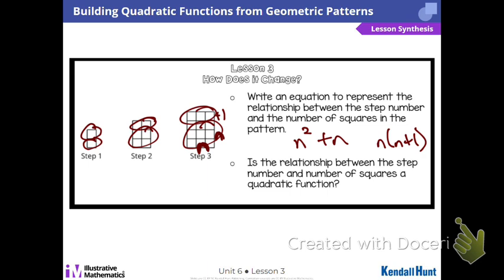Is it quadratic? Yes. How do we know it's quadratic? Because there's an n squared. Because n squared, n times n, there is n squared.